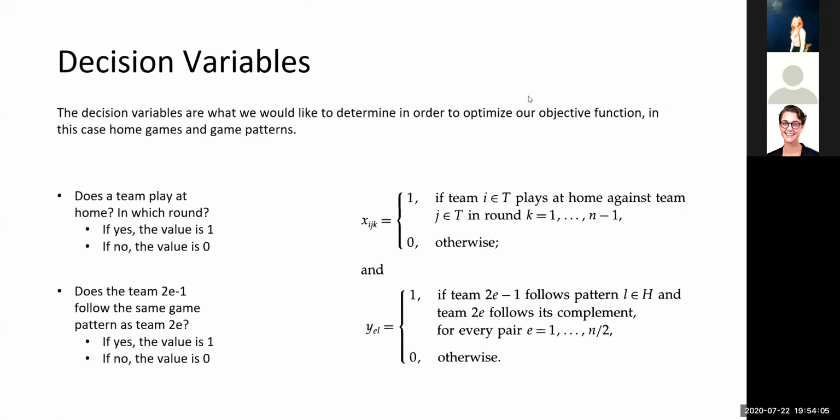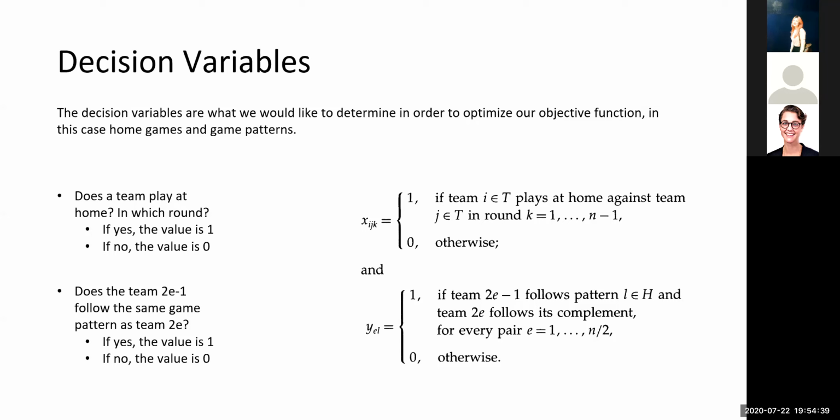So here we're looking at our decision variables. The decision variables are what you would like to determine in order to optimize the objective function. In this case, the objective function is making the most money, having the most competitive games. They're looking at home games and the overall game pattern. So if we look at whether a team plays at home, in which round, it would be a 1 if yes, and a 0 if no.